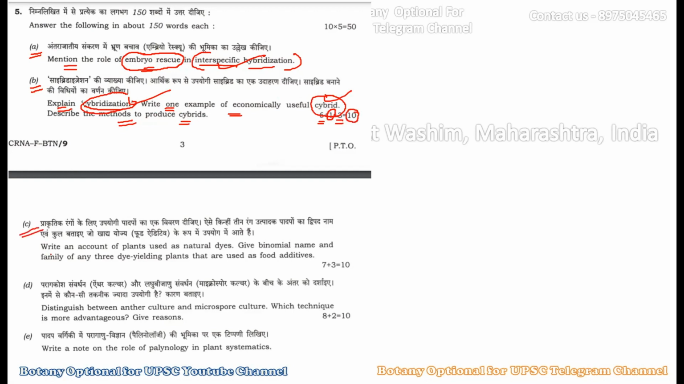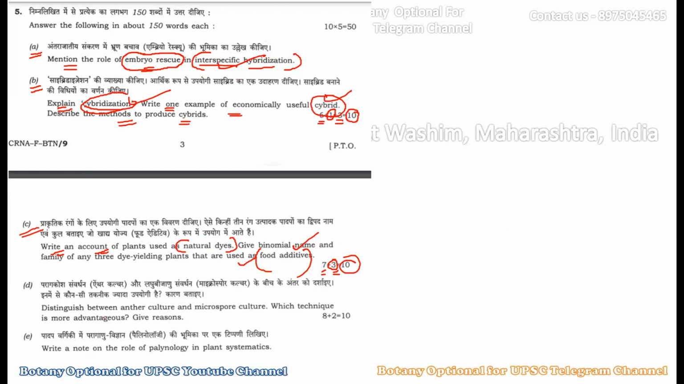Now the third sub question, where you have to write an account of plants used in natural dyes. What are the sources of the plants which are used in natural dyes? You have to give them, and for giving the names you will have the 7 marks. Then you should give the binomial name and the family of 3 dye yielding plants that are used as food additives. For just giving the name, you will have the rest of the 3 marks, total 10 marks.